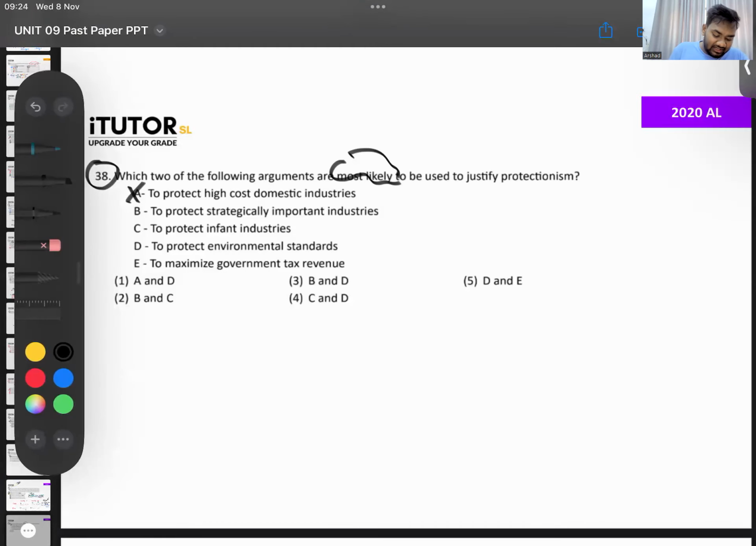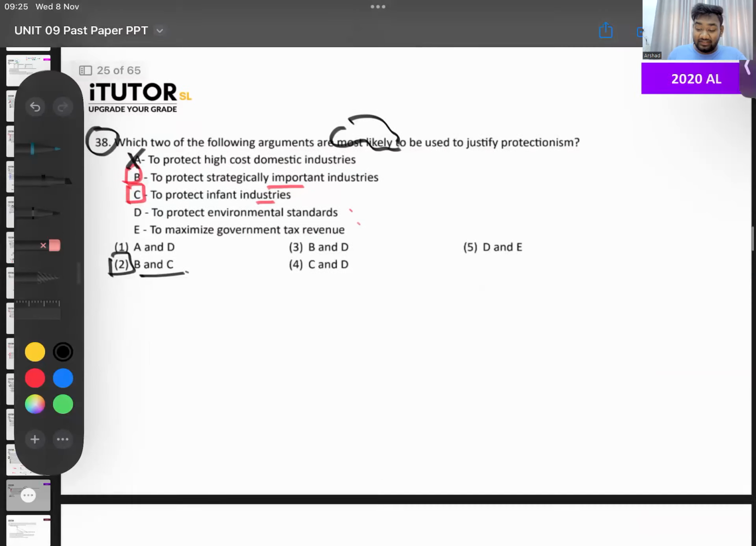Definite reason is, one is this, protect infant industry, the small firms in the country. To protect them, you have to have protectionism. The other one is B, to protect the strategically important industry. To protect environment, to maximize government revenue, those are also reasons, but they are not the most likely reasons. So your answer can be B and C. Can someone confirm? The past paper book also says B and C, right? The examiner has brought it in a different way. 2020, 38. Yes, no? Question 38. Yes, okay. Done.